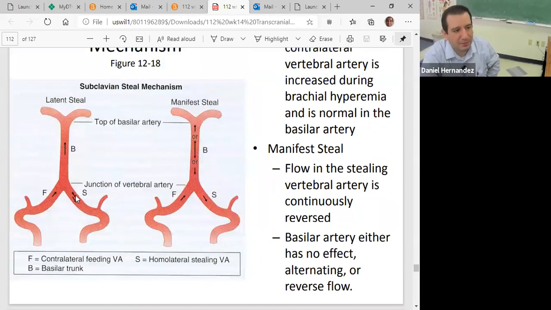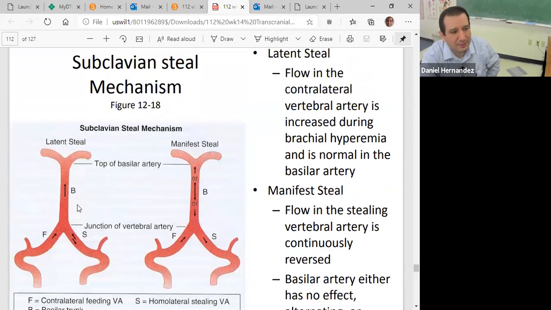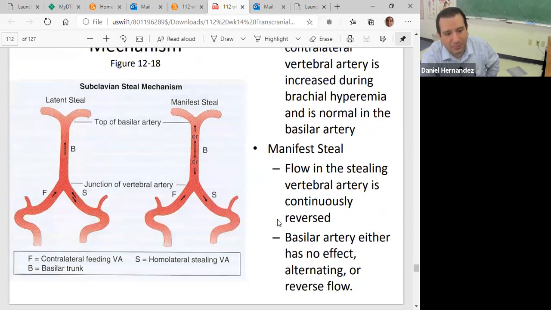So here we have a bidirectional steal. We'll have normal flow direction. Here we have permanent retrograde flow. We can potentially have normal, bidirectional, or reversed flow.